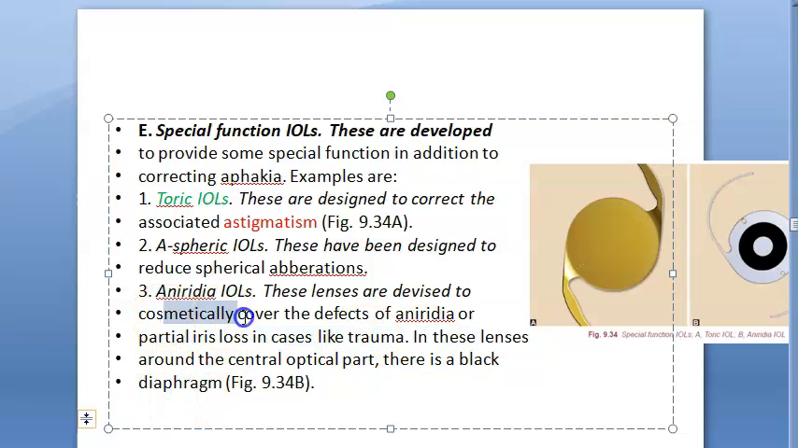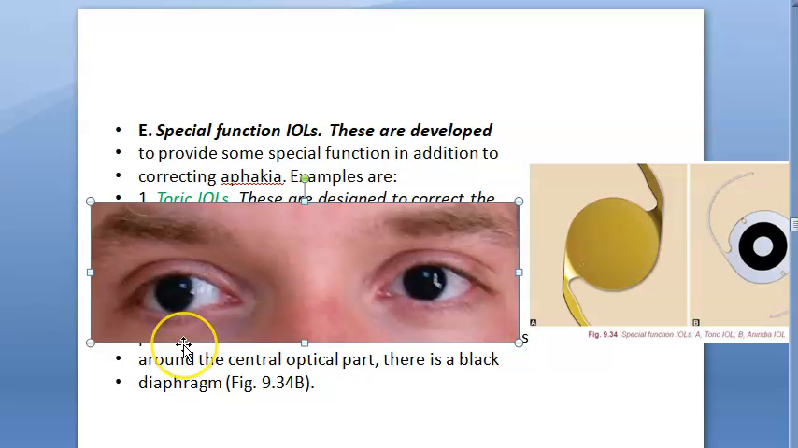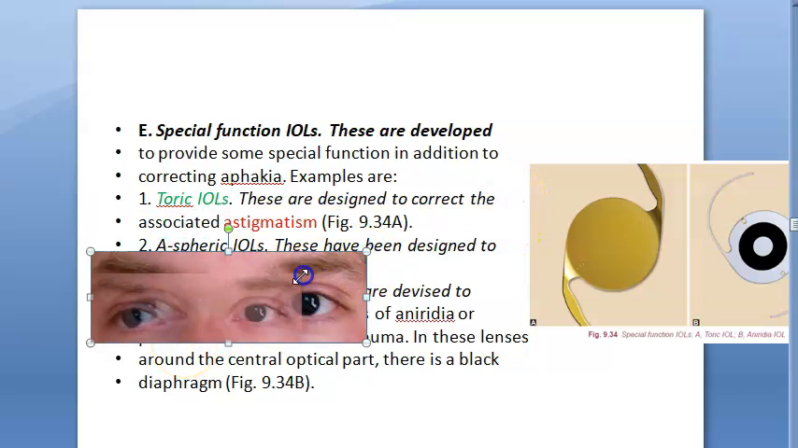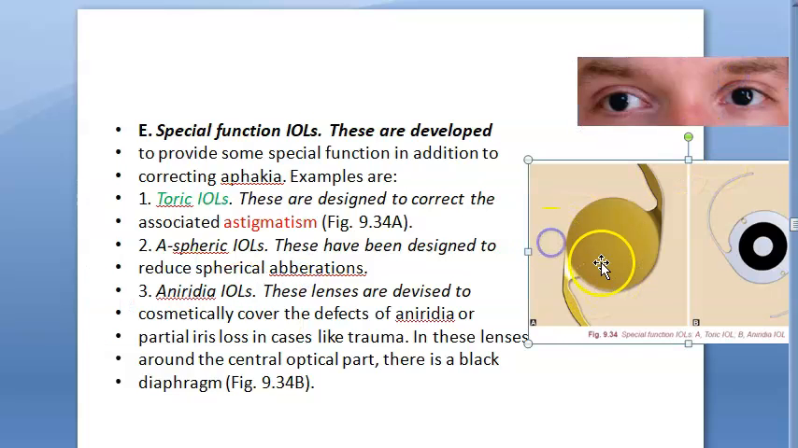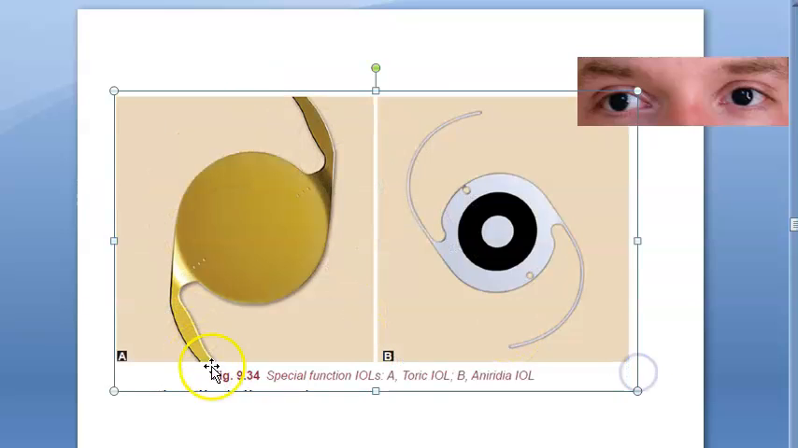So this is some beautification purpose they are giving. Aniridia means no iris. Look at this image. This guy has no iris. Interesting. Wow. That must be causing a lot of photophobia. What do you think? There are so many types of special function IOLs. Let us look at the images here from the textbook.